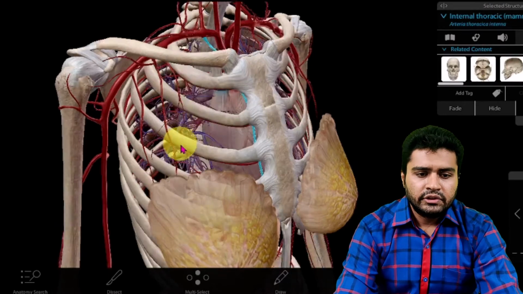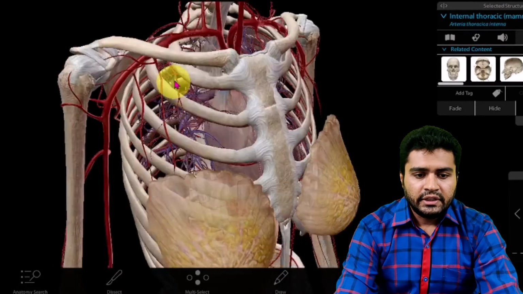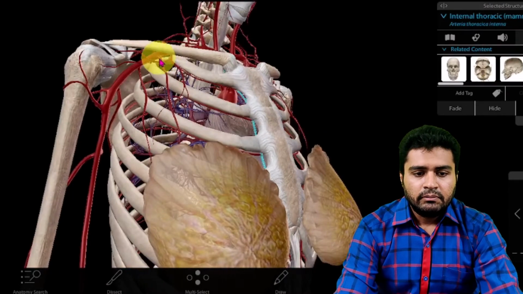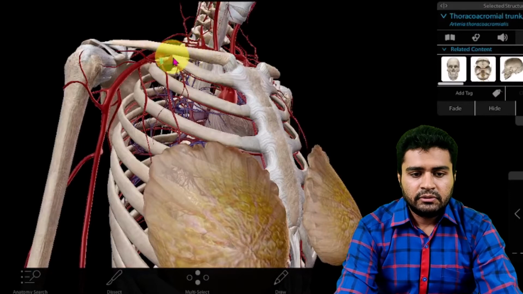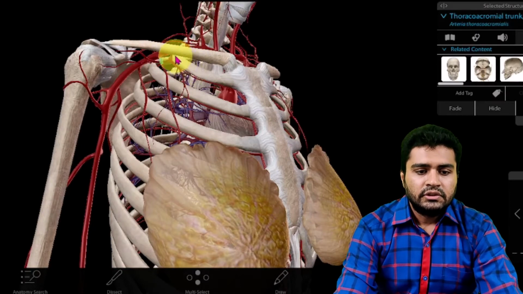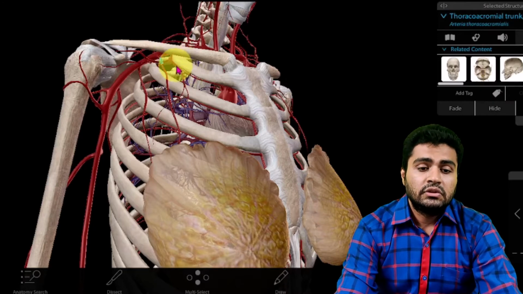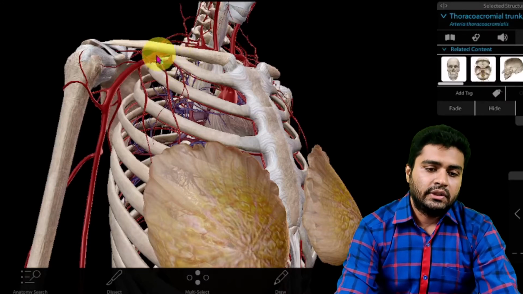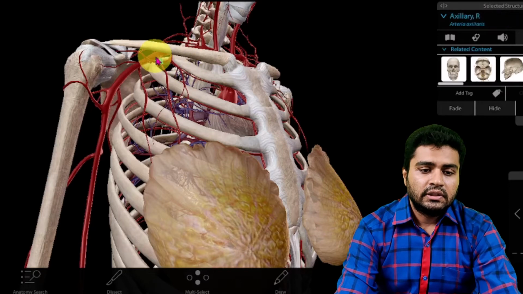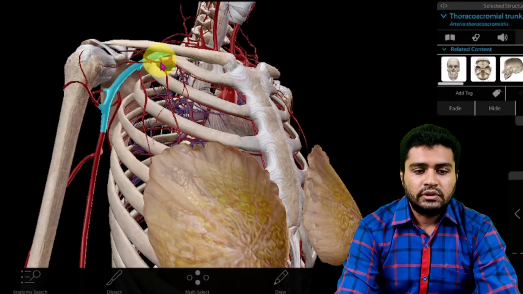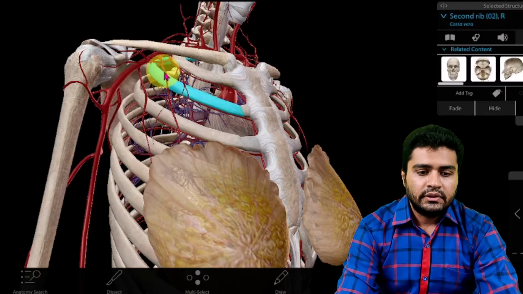Another branch which you need to remember is coming from the axillary artery, because for the subclavian artery, there is the presence of the first rib, just at the outer part of the first rib. The name of the artery changes: subclavian is now known as the axillary, and this axillary gives the branch known as the thoracoacromial, or acromiothoracic. From there it supplies the breast tissue here.